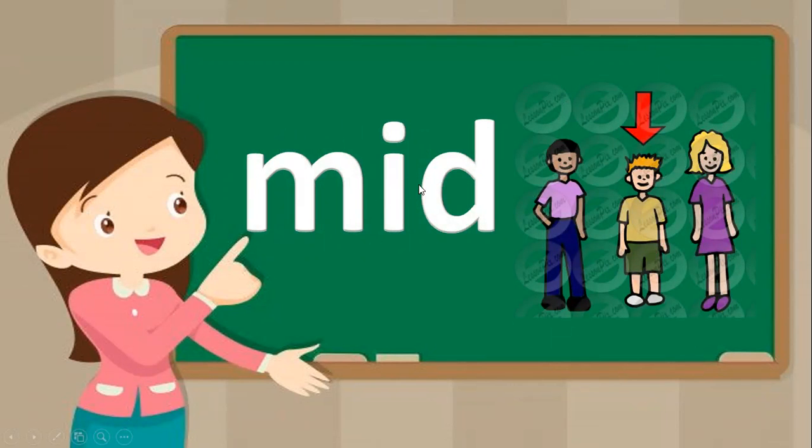Now it is m-id, mid. As you can see, the parents are standing in the corners and the child is standing in the mid. Child is standing in the mid. Okay.